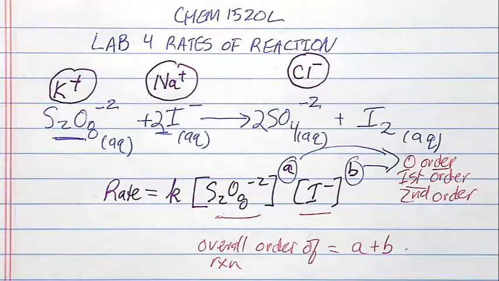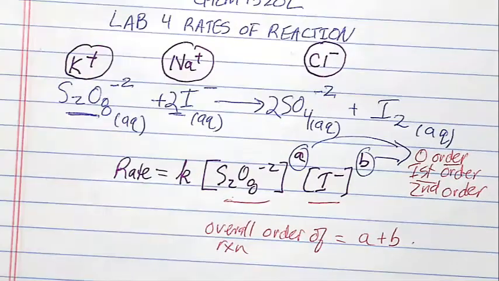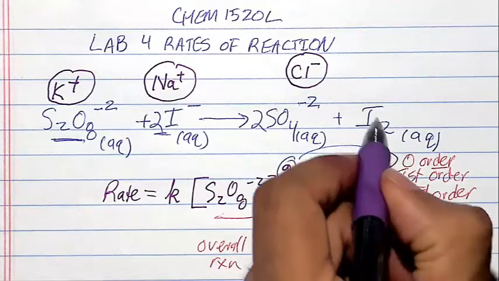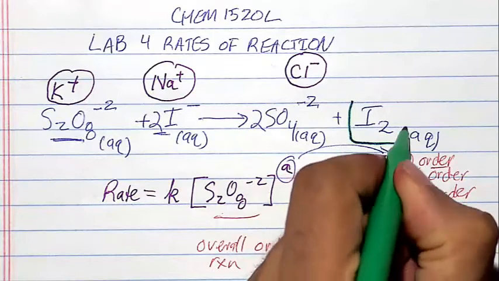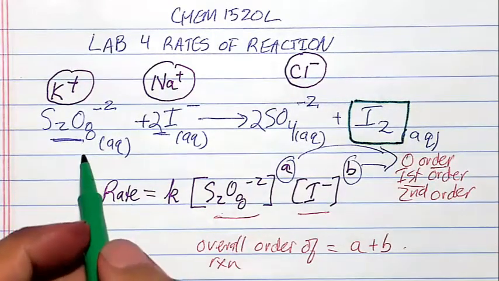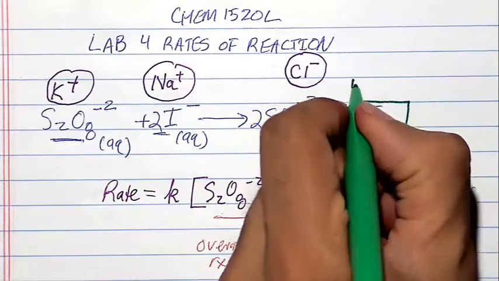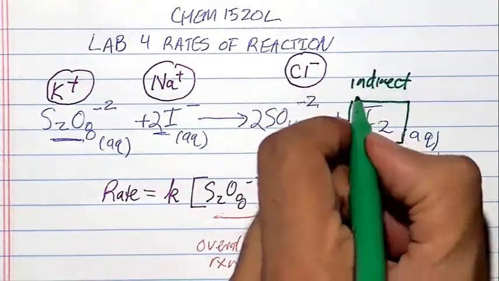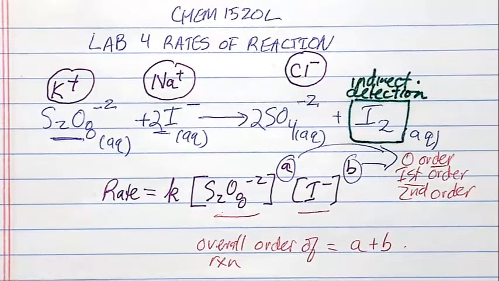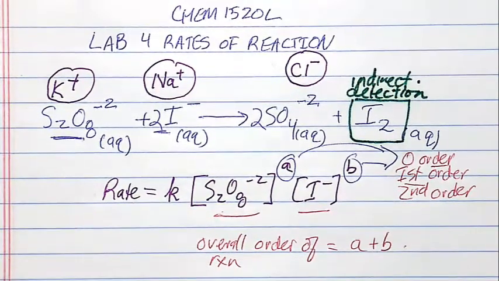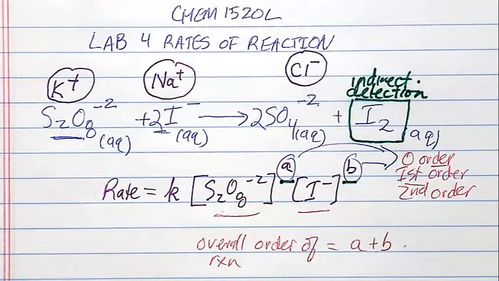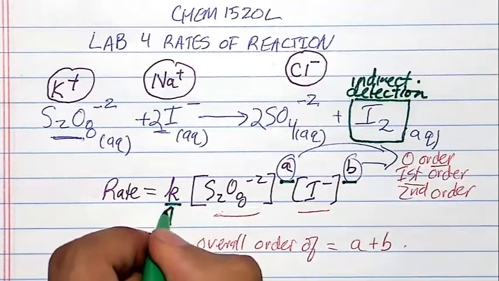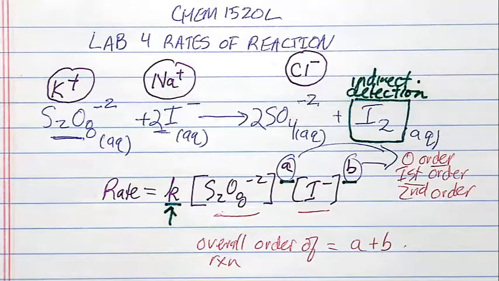So you'll be performing this reaction in the lab, but as a twist, you're going to determine how fast this reaction occurs by detecting iodine. Okay, so it's an indirect detection method in terms of assessing the rapidness or the kinetics of this reaction. So this is the main reaction, and we're going to indirectly detect iodine, and with that determine the rate of the reaction. So your job is to determine a, b, the orders of the reaction, and to determine the rate constant for that reaction.